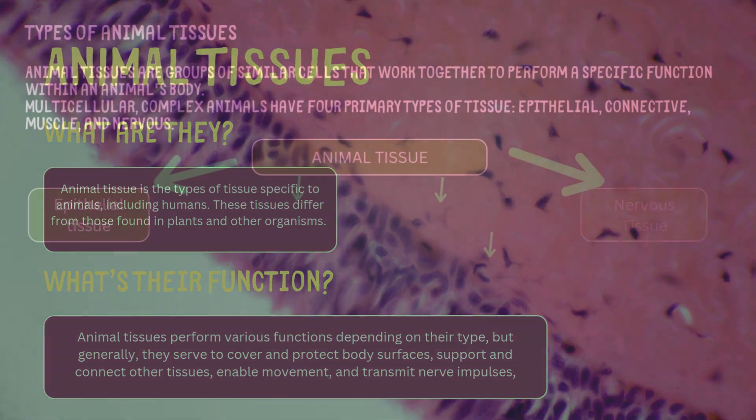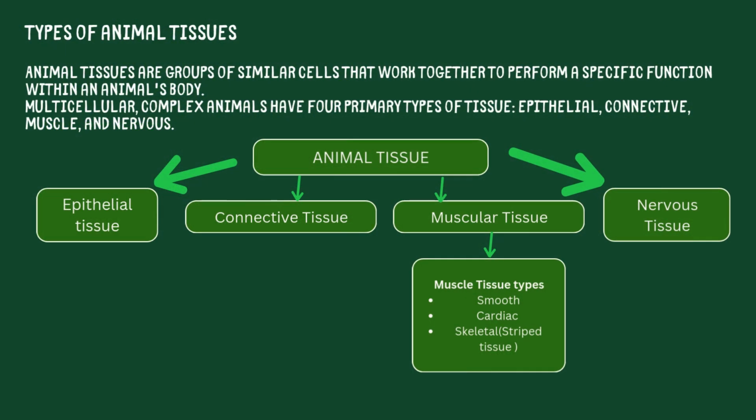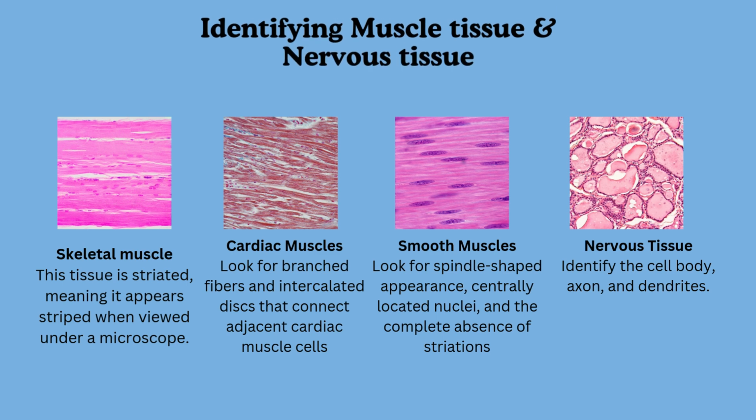Types of animal tissues: epithelial tissue, connective tissue, muscular tissue, and nervous tissue. Muscular tissue is again subdivided into smooth tissue, cardiac tissue, and skeletal tissue. So in short, animal tissues are groups of similar cells that work together to perform a specific function within an animal's body. Let us see how we can identify muscular tissue and nervous tissue using a microscope.